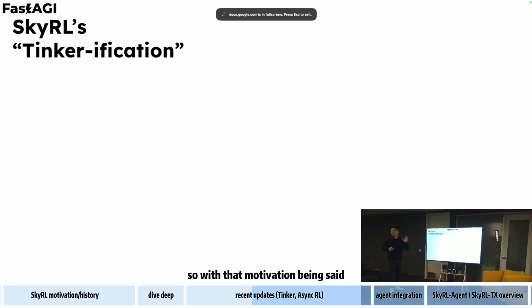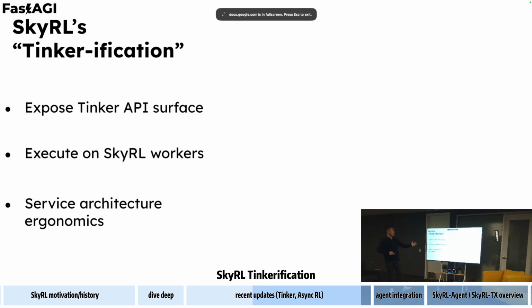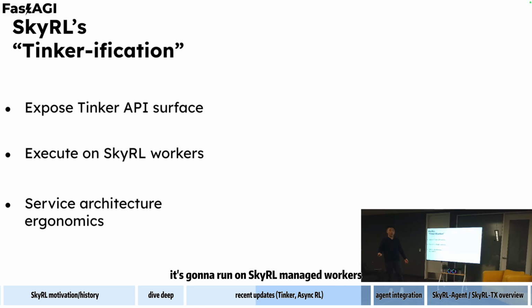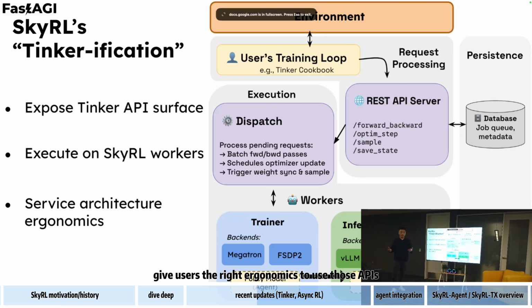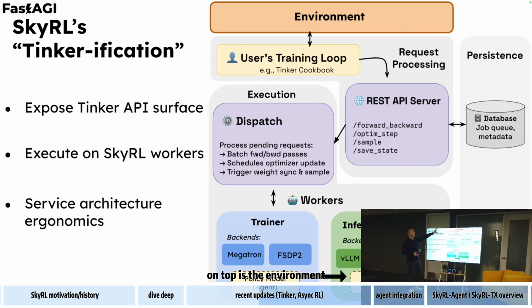So with that motivation being said, SkyRL's Tinkerification includes exposing the Tinker API surface. And instead of running on Thinking Machines Lab's hosted infrastructure, it's going to run on SkyRL managed workers. And we need to give users the right ergonomics to use those APIs. So here is a quick systems diagram. On top is the environment, which is kind of separate from this Tinkerification. And here is the core entry point, the user's training loop.